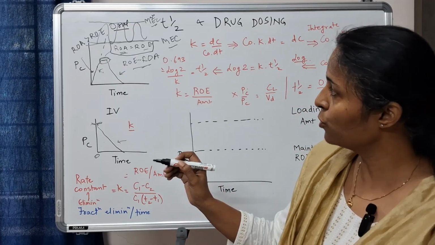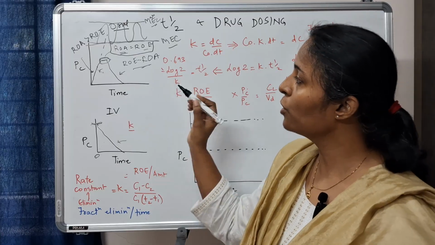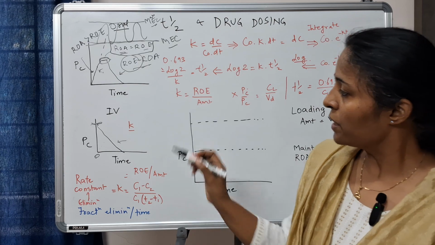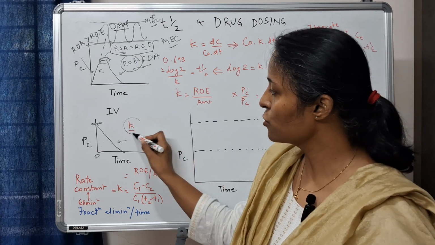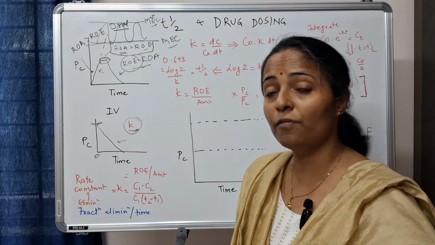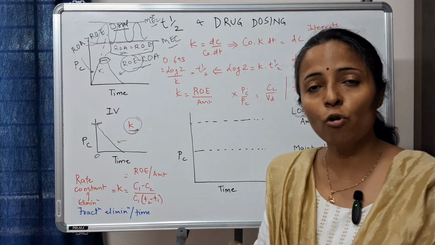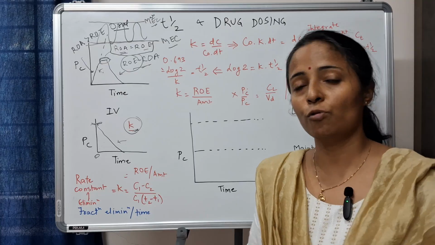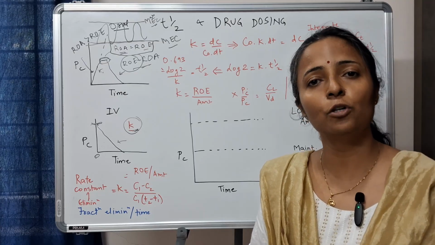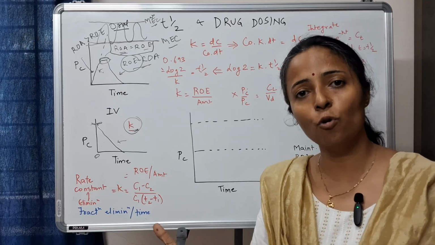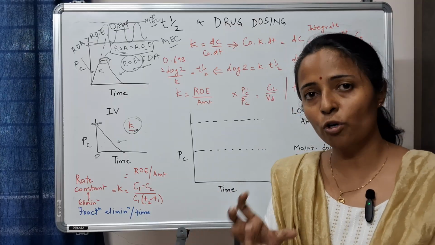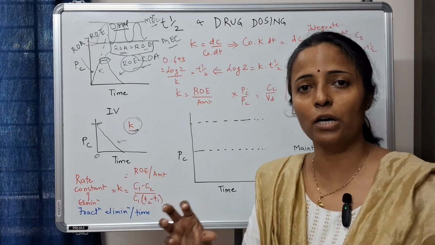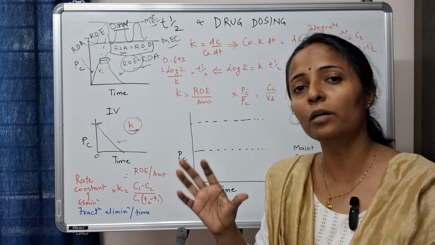Now we have to determine the rate of elimination of the drug. That is determined by this slope. Actually, we want to know the fraction of the drug which is eliminated per unit time. We have seen in a previous video where we talked about first order kinetics and zero order kinetics. In first order kinetics, a constant fraction of the drug is eliminated from the body per unit time.